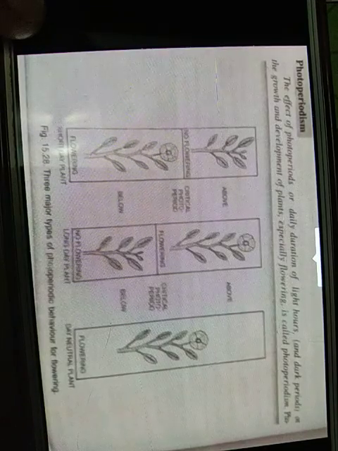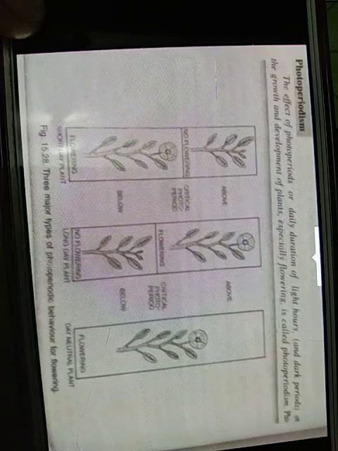The effect of photoperiods, or daily duration of light hours, that is dark period, on the growth and development of plants, especially flowering, is called photoperiodism. Photoperiodism was first studied by Garner and Allard in 1920. They observed that the Maryland Mammoth variety of tobacco could be made to flower in summer by reducing the light hours with artificial darkening. It could be made to remain vegetative in winter by providing extra light.